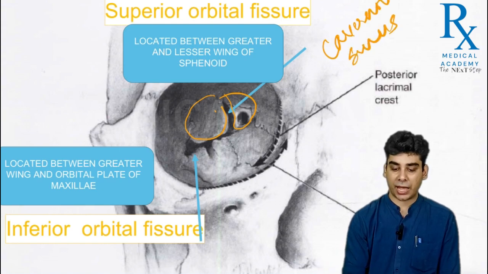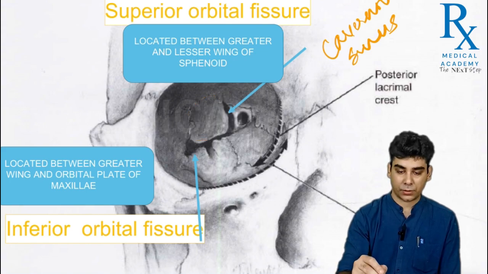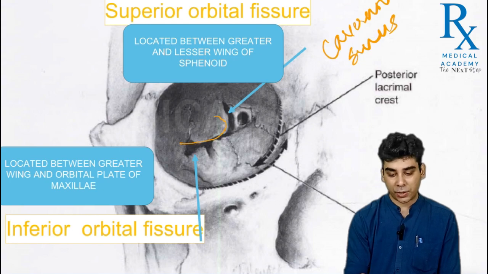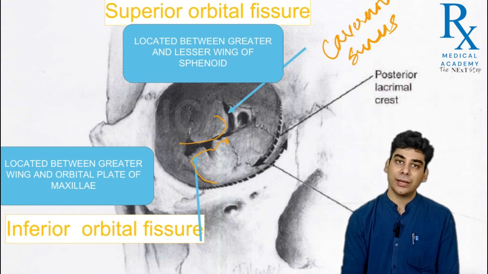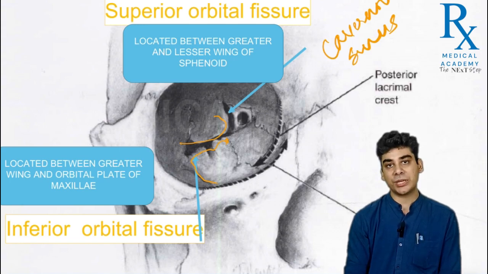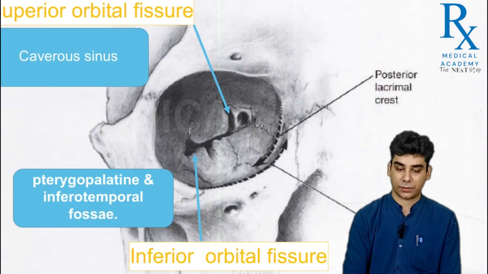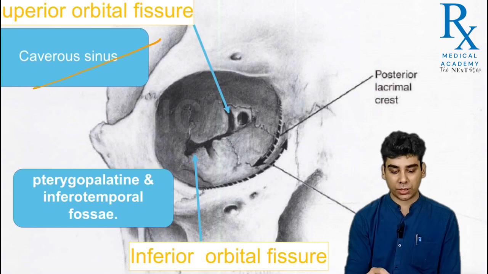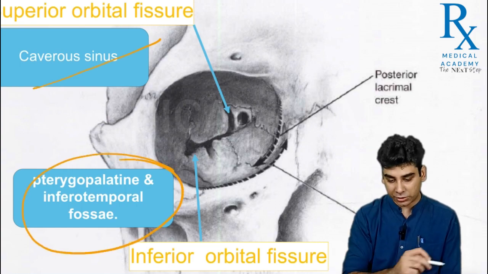Similar to the superior orbital fissure, we have an inferior orbital fissure. Inferior orbital fissure बनता है between the greater wing of sphenoid and the orbital plate of the maxilla. So this means कि जो lateral wall होती है वो roof से भी दूर है और वो floor से भी दूर है. ये जो बीच में space है इनके, इसके through multiple nerves transmit होती हैं. So superior fissure, जैसे मैंने कहा था आपको, it will connect to the cavernous sinus and inferior fissure will connect to the pterygopalatine and the inferior temporal fossa.